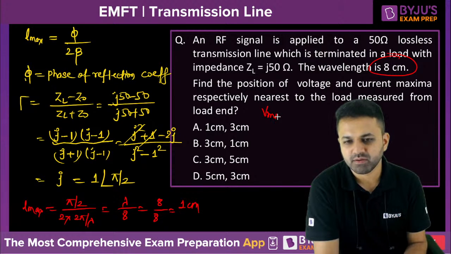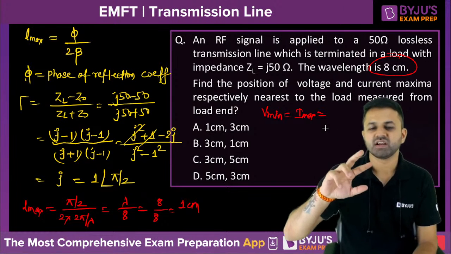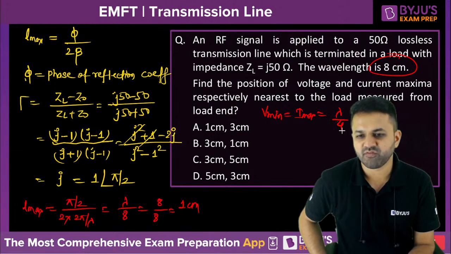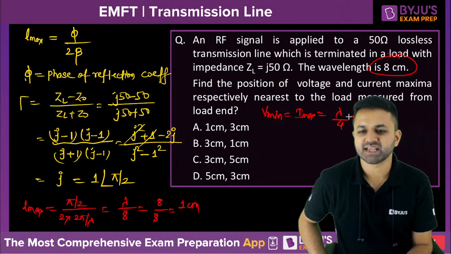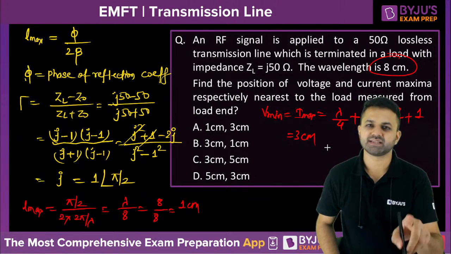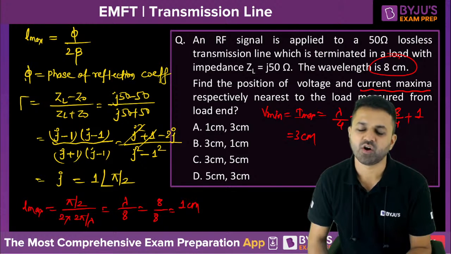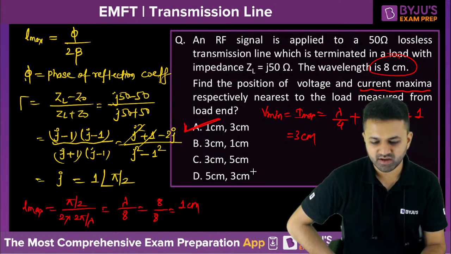And voltage minima, or current maxima, occurs at a distance of lambda by 4, because the distance between the voltage maxima and voltage minima is lambda by 4. So this is lambda by 4 plus the maxima length. Lambda by 4, lambda is 8, so this is 8 upon 4 plus maxima length 1. So we are getting 3 centimeters. So the voltage minima will occur at 3 centimeters, or you can say the current maxima will occur at 3 centimeters. So the answer is option A. Option A would be the right answer.